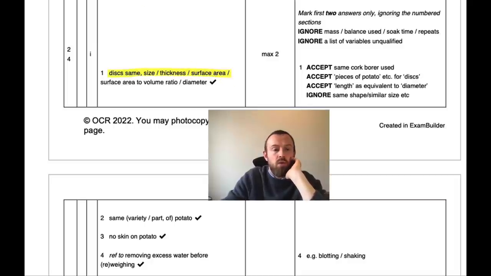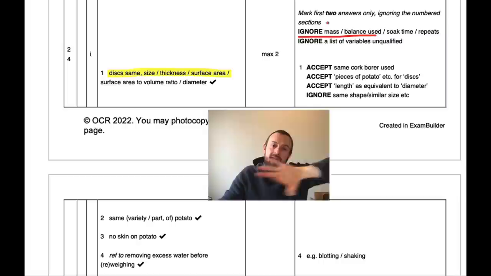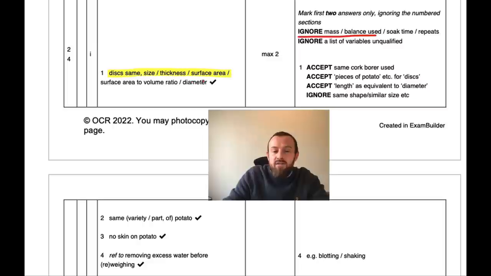Now, the reason why mass is not accepted. Why? You might have said, why is mass not accepted? Well, because we're talking about a percentage change in mass. So even if the mass was slightly varying, we're measuring the percentage change. So that mass kind of thing is taken off the cards. It's been dealt with. However, the size would affect the surface area. So if all the discs were like wonky shapes, then the surface area would affect it. So that's why size is an issue.